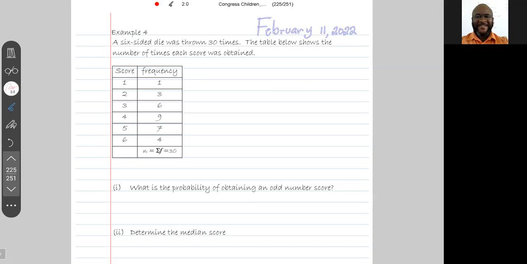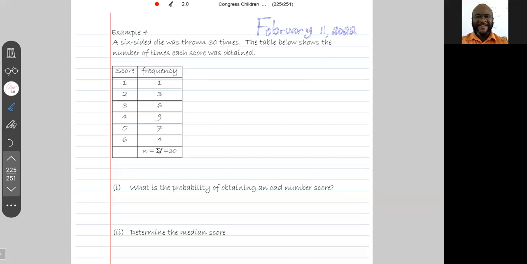and this is a total of 30 times. Guys, I will remind you that n, which is the number of values, is equal to the sum of the frequency. The first question we're asked is, what is the probability of obtaining an odd number score?